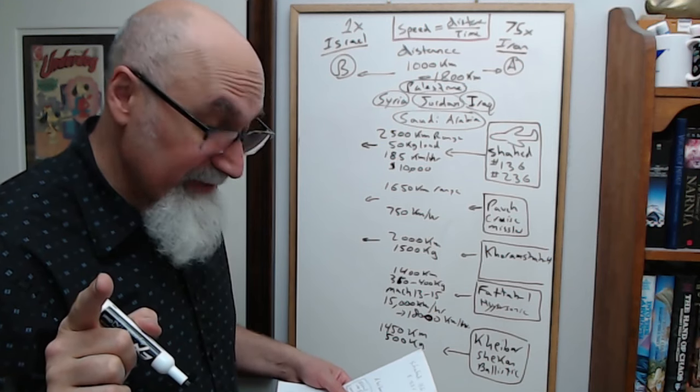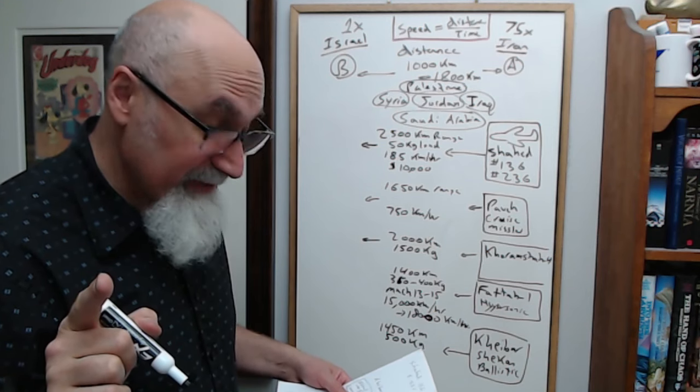Yash said, and do the average between 1,000 and 1,800. Yeah, I was going to do the average, but people went with 1,000. So 1,000 divided by 185, you get 5.4 hours for it to get there.